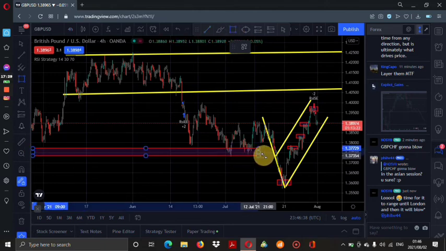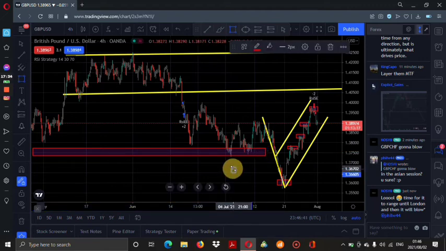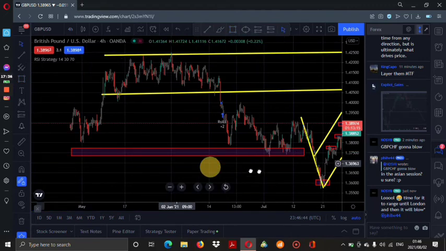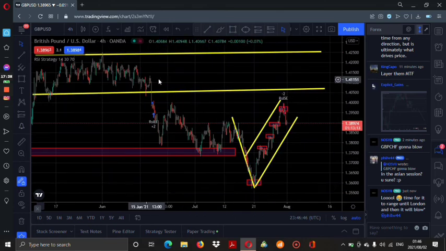This is on a 4-hour time frame, guys. Remember, on a 4-hour time frame. So as you can see, this was a major movement here, guys. Major movement 1, major movement 2, major movement 3. Yeah, then it went up again.